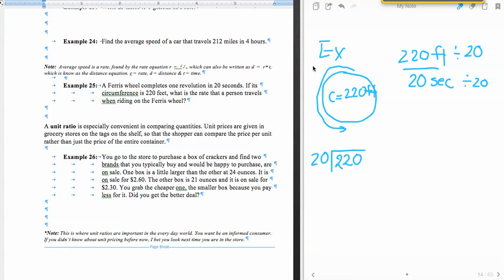Okay, we ran out of time on that last video for completing unit ratios, so we'll be continuing that in this lecture with two more examples.